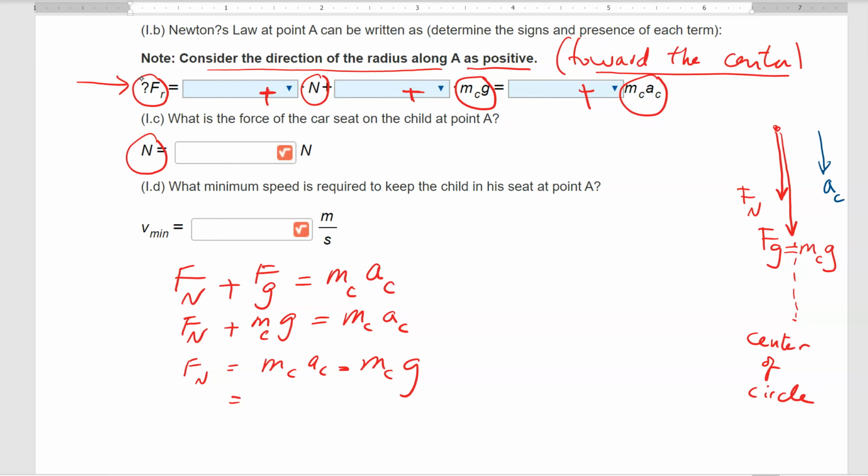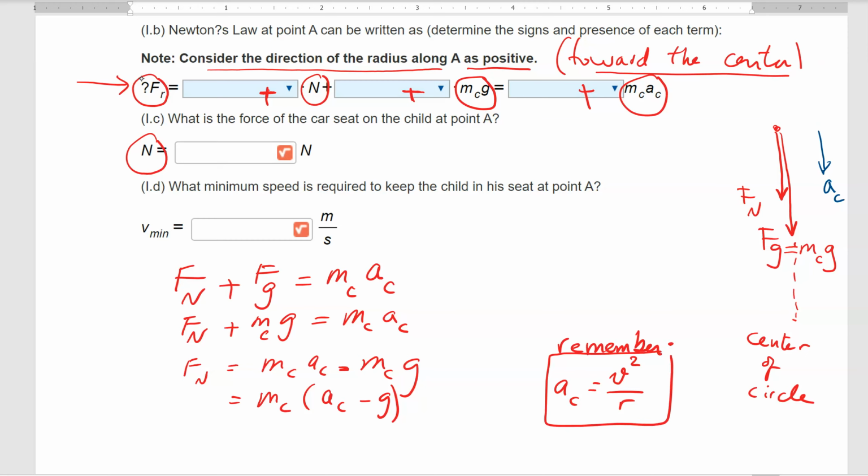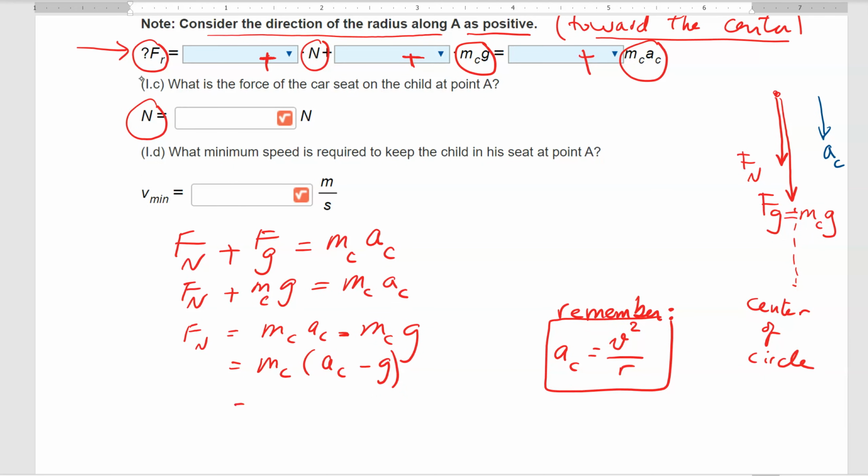And now you recognize that the mass is a common term I can factor out. And remember that the centripetal acceleration is always v squared over r, right? So remember this. So I can substitute that where I find AC. And so now, because we're looking at point A specifically, Fn is going to be m times, instead of AC, we're going to substitute v squared over r, but this is vA squared, minus the acceleration of gravity.